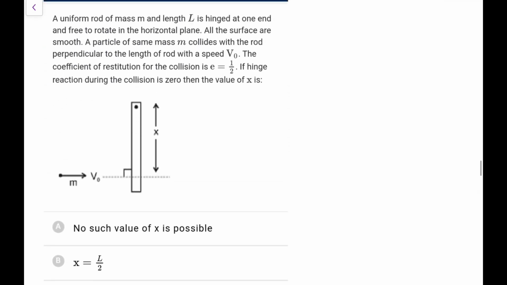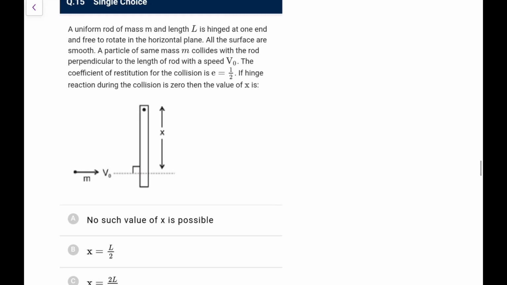Next, a rod of mass m, length L, hinged at one end and free to rotate in the horizontal plane. All the surfaces are smooth. A particle of the same mass m collides with the rod perpendicular to the rod with a speed v0. If the coefficient of restitution is half and the hinge reaction during the collision is 0, then the value of x is. And now this is a very interesting one.